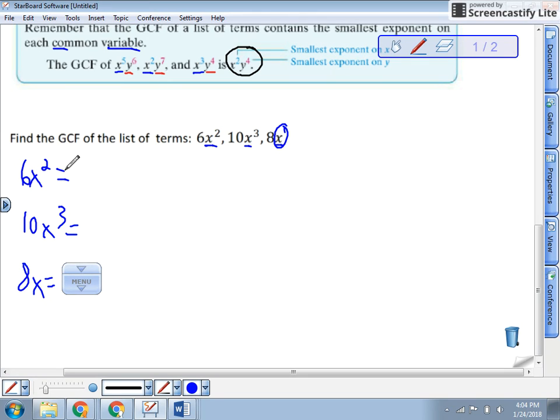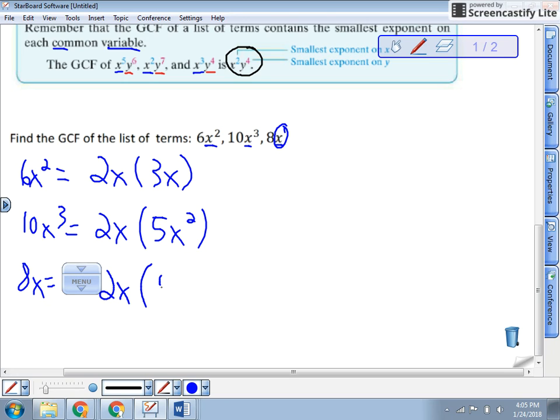All right, so I look at 6, 10, and 8. What's a factor that they all have in common? Well, I know that 2x times 3x would give me 6x squared. And I know that 2x times 5x squared would give me 10x cubed. And I know that 2x times 4 would give me 8x. So my GCF in this case would be 2x.